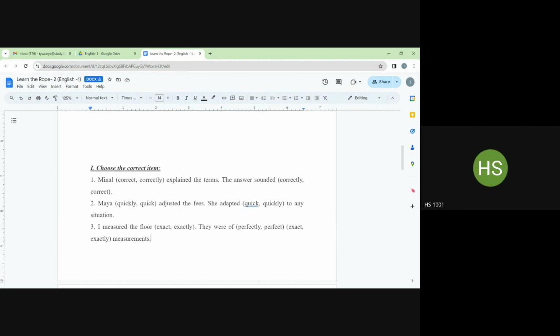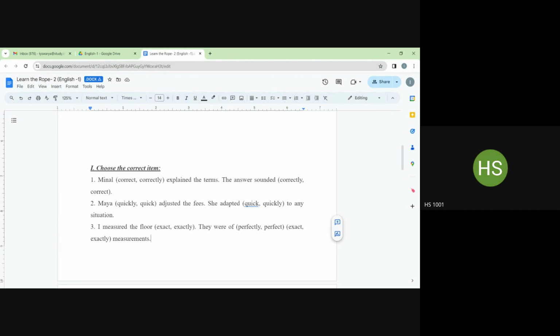Now, the second part of the question: the answer sounded correct or correctly. What would you choose here? This has to be what? It has to be correct, right? Correct is not a noun. Correct is what? It's the adjective. And what is it modifying? The noun answer, right?